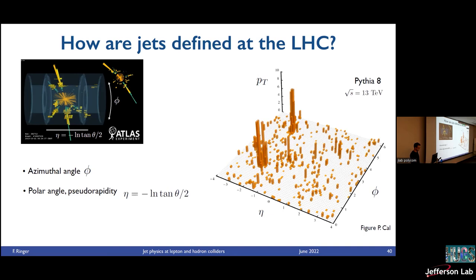I mean, this is just one particular example. We'll get to where exactly the jets are. This is just one particular event configuration that was generated here with Pythia 8 for 13 TeV. It's not what's shown here, it's just a random example. Okay, thank you.